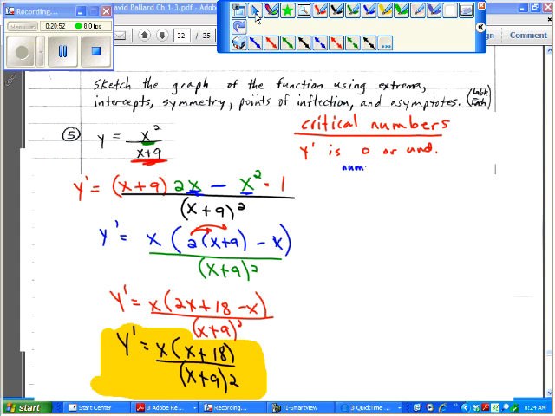What would make the first derivative 0? The numerator equals 0. What would make it undefined? The denominator equals 0, or there's some square root of a negative or something, okay? So if we want to find where the first derivative is 0, we set the numerator equal to 0: x times x plus 18 is equal to 0. If we wanted to know where it was undefined, we would set the denominator equal to 0.